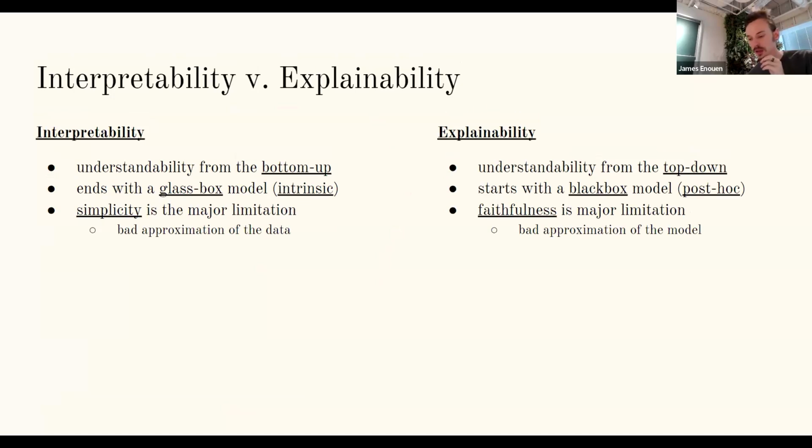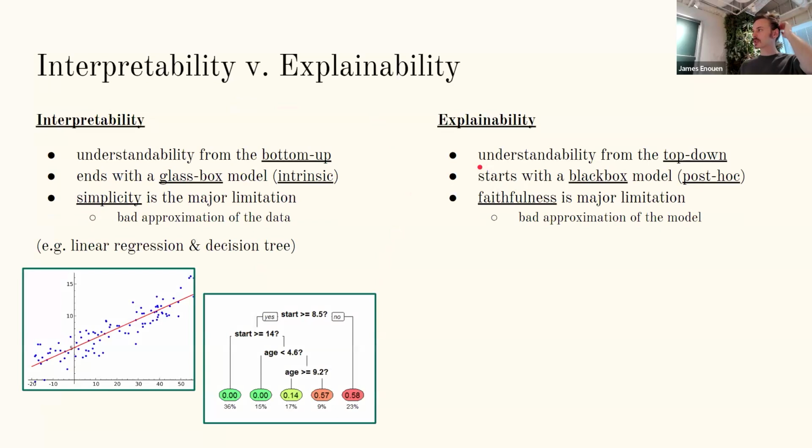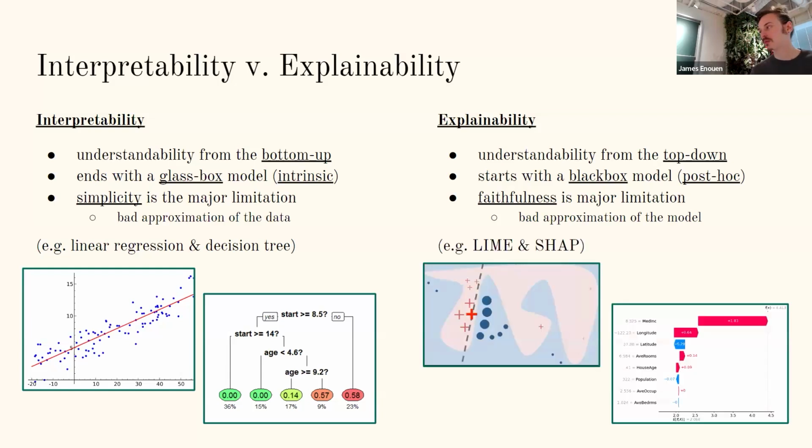You can imagine typical examples like linear regression and decision trees, which are thought to be interpretable because you can understand all of the mechanisms, and it's pretty easy to visualize what you've learned after you're done training. But explainability, on the other hand, is a top-down approach. We start with a powerful black box model, and then we try to do some post hoc approximation or post hoc understanding of what that model has learned. Typical examples are LIME and SHAP, which fit something like a locally linear model or local decision tree to your data.